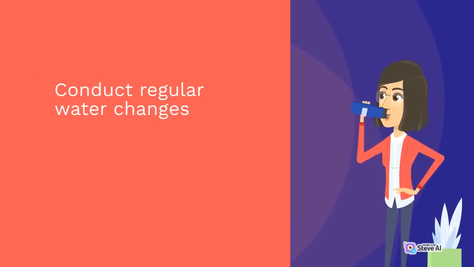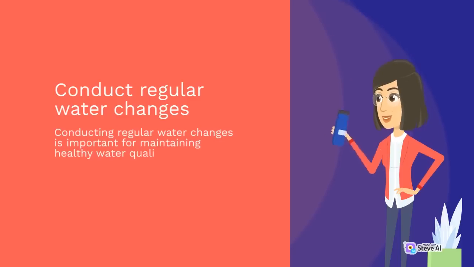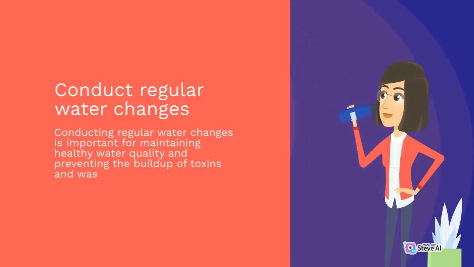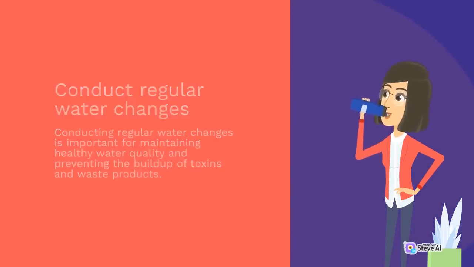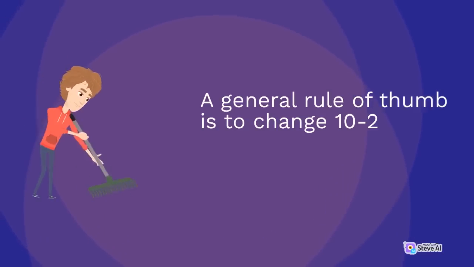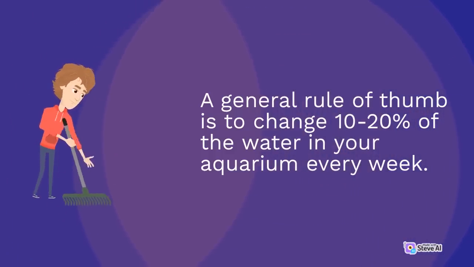Conduct regular water changes. Conducting regular water changes is important for maintaining healthy water quality and preventing the buildup of toxins and waste products. A general rule of thumb is to change 10 to 20% of the water in your aquarium every week.